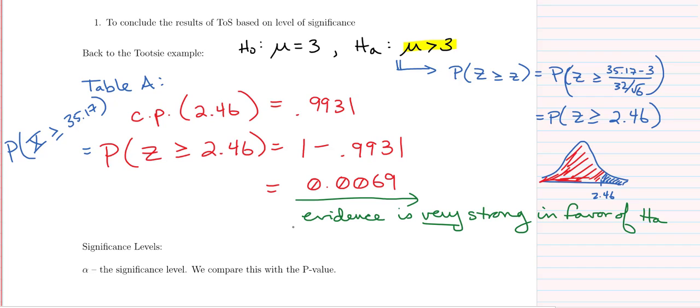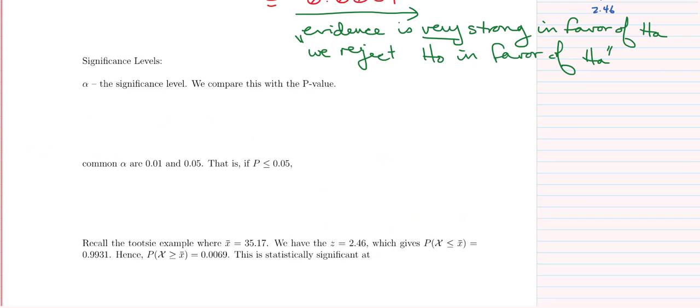And how do we conclude? Well, we can conclude by saying we reject H0 in favor of HA. So note, we do not say we accept HA. All HA says is that mu is greater than 3, which means that mu can really be any value greater than 3, so we can't accept HA. All we can do is reject H0 in favor of HA, since HA is not really specific enough to accept.